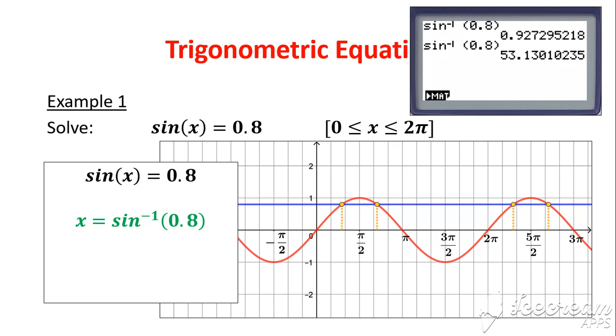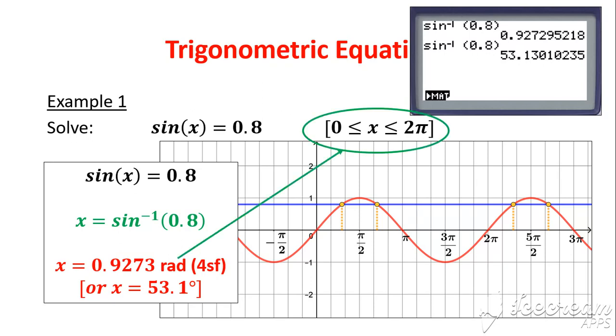If you were working in degrees, you would have got 53.1 degrees. So if your calculator was set up in degrees, you'd get 53.1 degrees as your solution. So we can write down here a solution x is equal to 0.9273 radians, and I've rounded that to 4 significant figures. Or if you're working in degrees, because the question asked you to find between 0 and 360 degrees, your solution would be 53.1 degrees. Now, we're told we're working in radians, so we don't need to worry about the degrees.